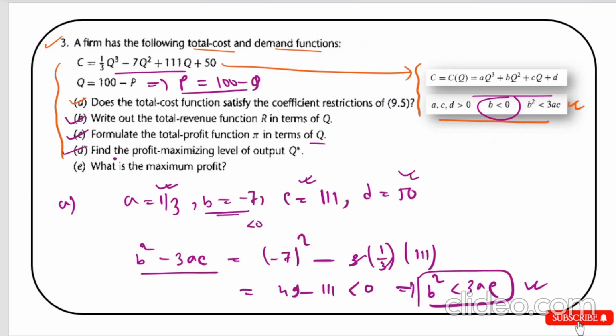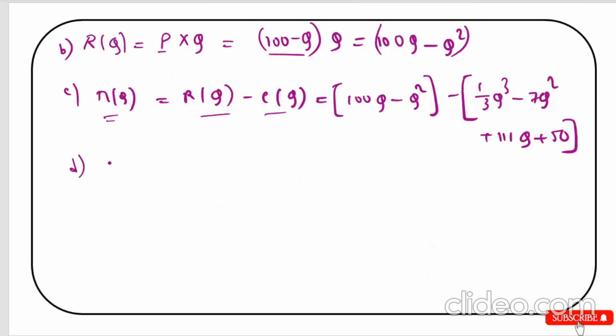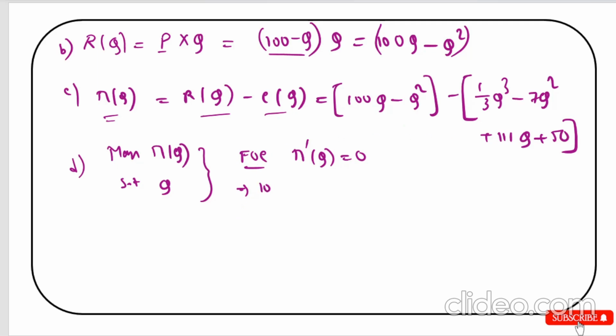Now find out part D, which says the profit maximizing level of Q star. So you need to maximize this profit function subject to Q. Now for doing that, the first order condition is simply what we have discussed so far. So take that first derivative here, it will be 100 minus 2Q minus, 3 will go out, so you have only Q squared. This part is 1/3 into 3Q squared. So 3 will cancel out and you will have only Q squared. Plus 14Q minus 111, and you have to equate it to 0.